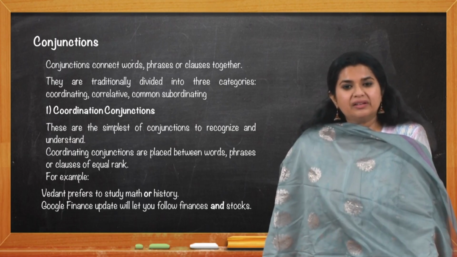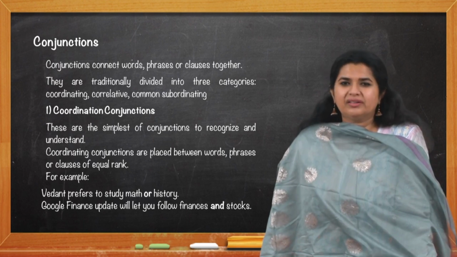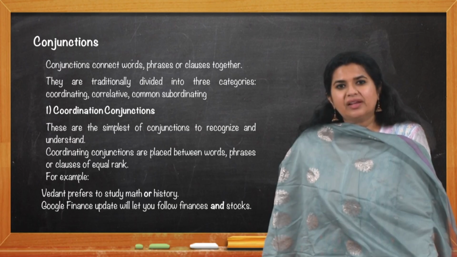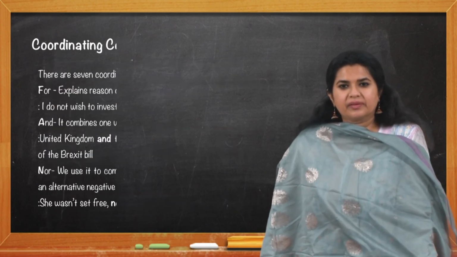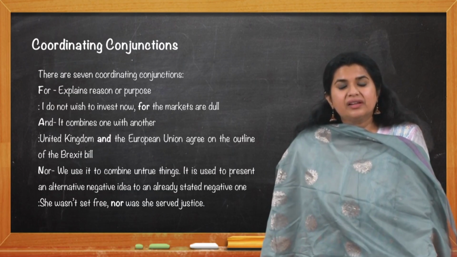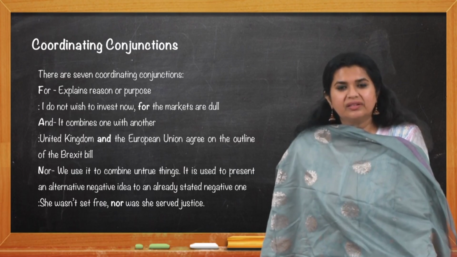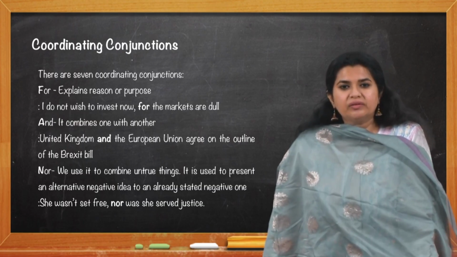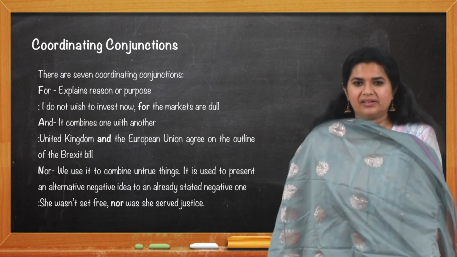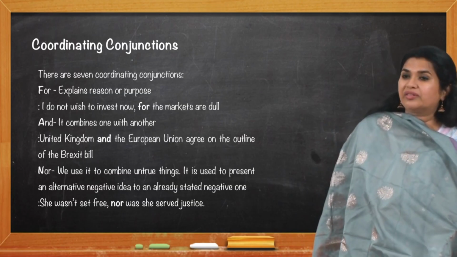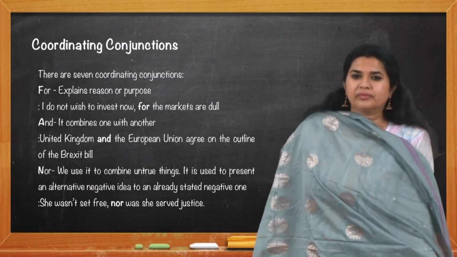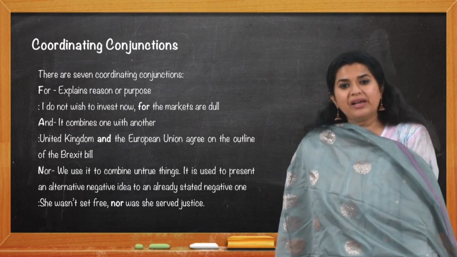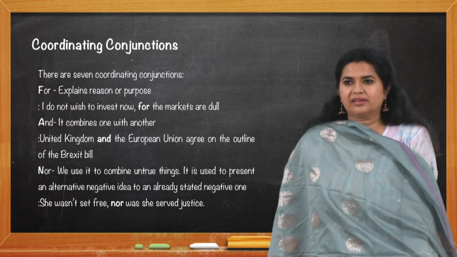For example, Vedant prefers to study maths or history. Google Finance Update will let you follow finances and stocks. And there are 7 coordinating conjunctions. For explains reason or purpose. I do not wish to invest now, for the markets are dull. I did not go there, for it was raining. So, it gives you a particular reason.